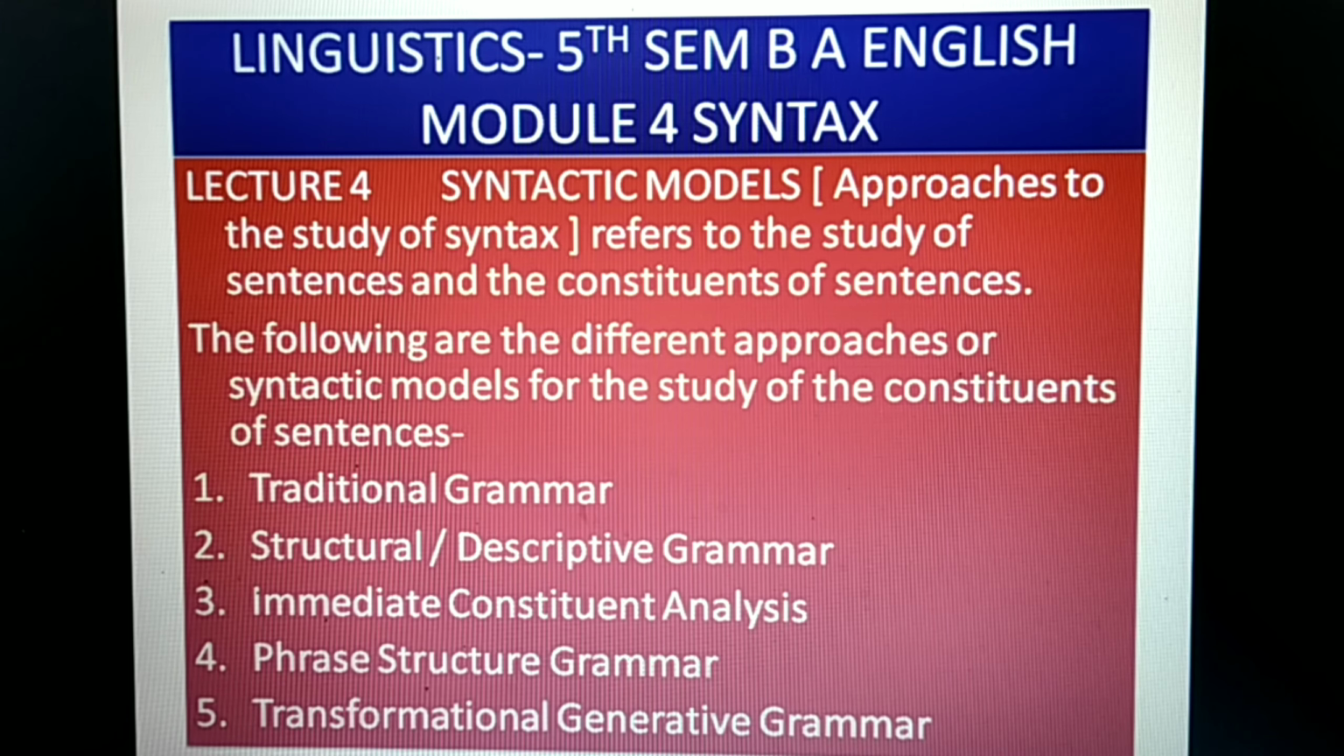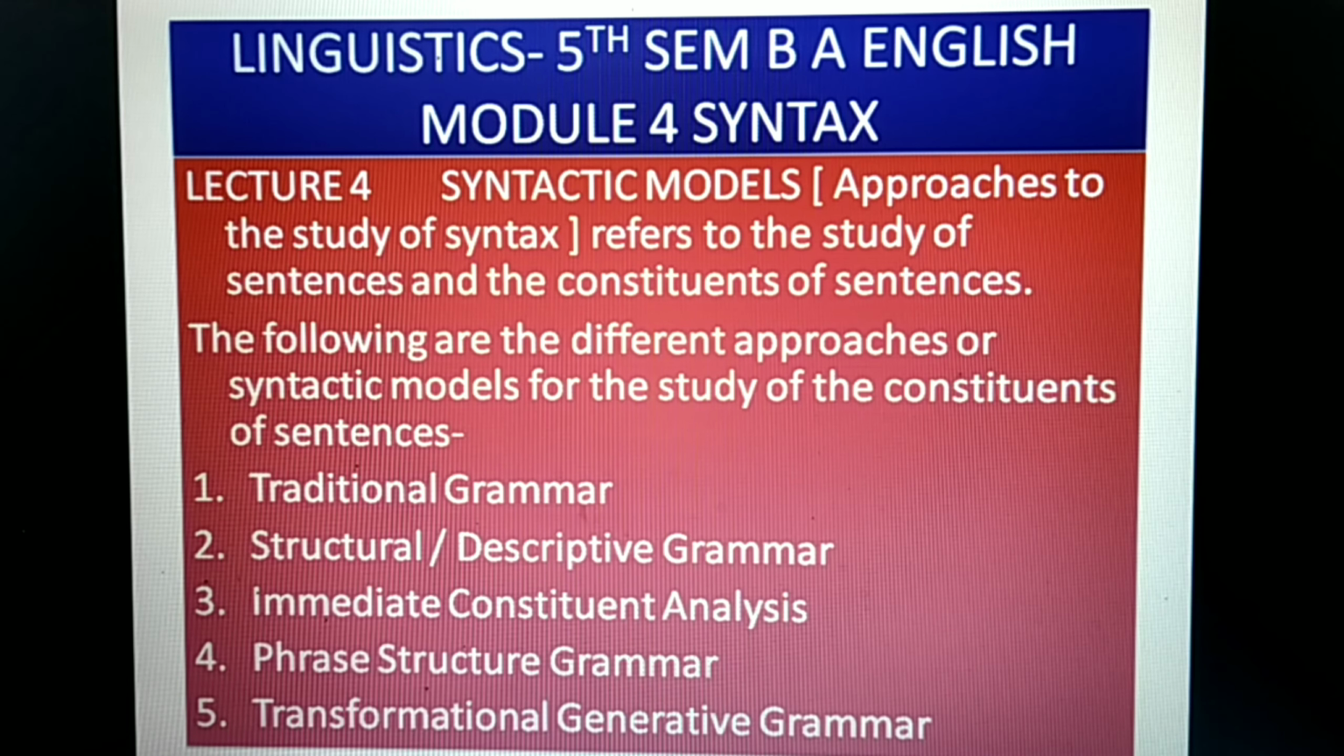Syntactic models are approaches to the study of syntax. Syntax is the study of sentences, and syntactic models refers to the study of sentences and the constituents of sentences. This kind of study helps us to understand each and every component or constituent of sentences in the English language.